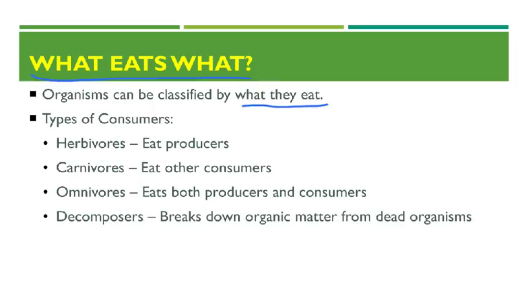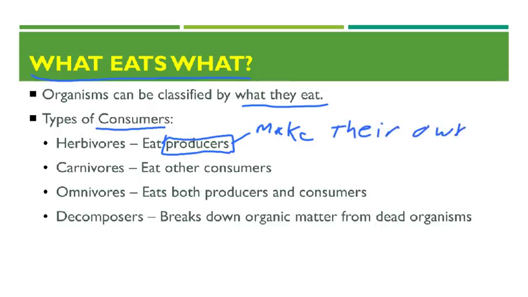And there are three types of consumers. Now, we'll talk more about another type of organism in a minute, but we're going to talk about consumers. Consumers eat other organisms. There are herbivores, which eat producers, and producers make their own food. So the herbivores eat the producers. Most of the time, producers are plants. All right. And then herbivores eat the plants.